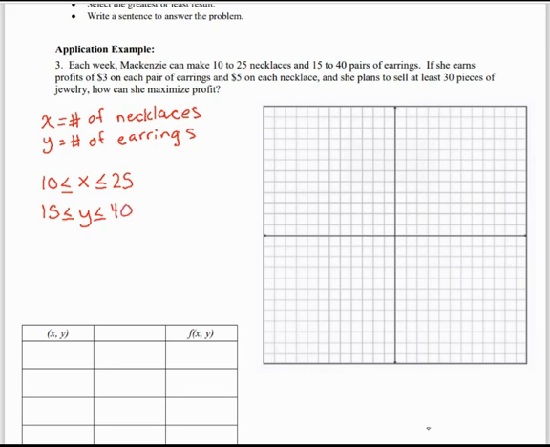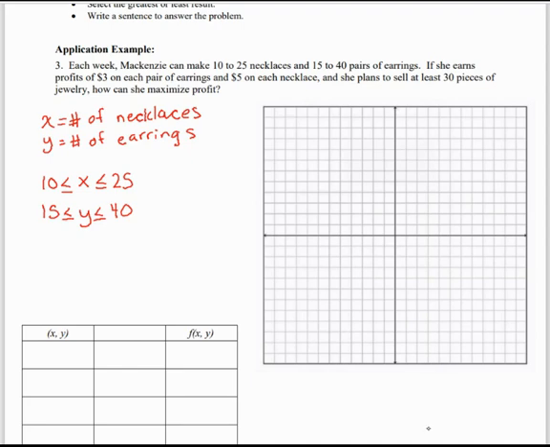If she profits $3 on each pair of earrings and $5 on each necklace and plans to sell at least 30 pieces of jewelry, how can she maximize profit? Well, that 3 and the 5 are talking about profit. That's going to go towards my function.